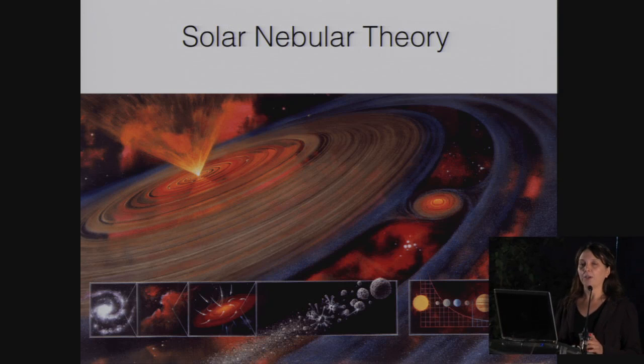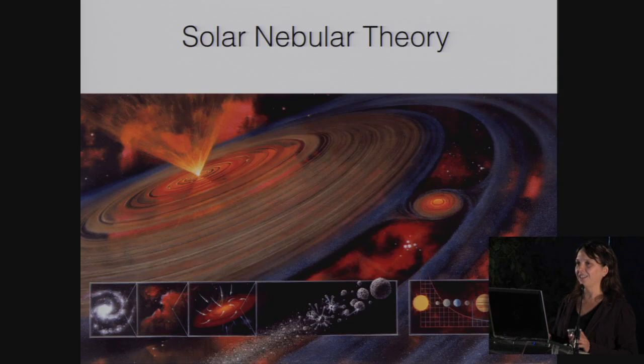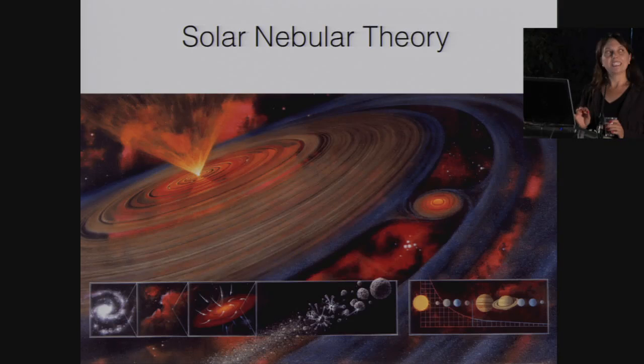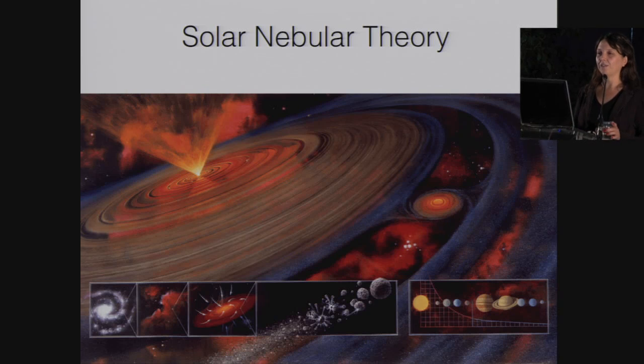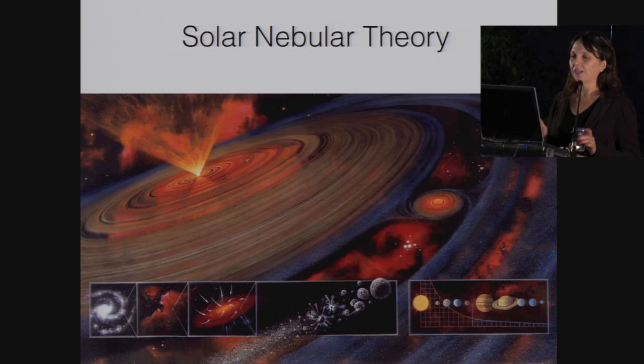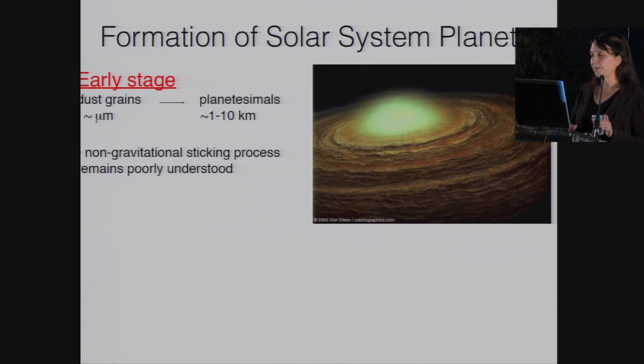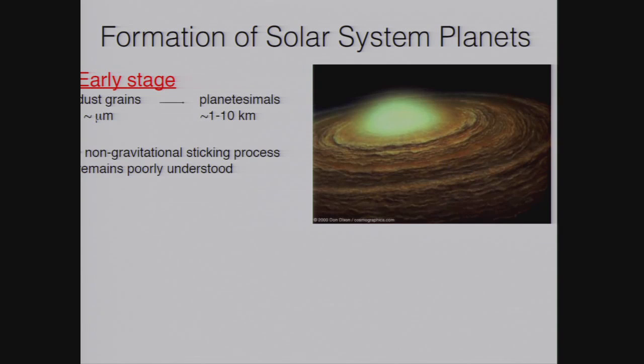Okay, so I'll start with the solar nebular theory. Let's start from the beginning. This is the most widely accepted theory for the formation and evolution of our solar system. When you have a molecular cloud that collapses to form your protostar, you're often left with a disk of gas and dust surrounding the star. So it's from this disk that we form planets via accretion.